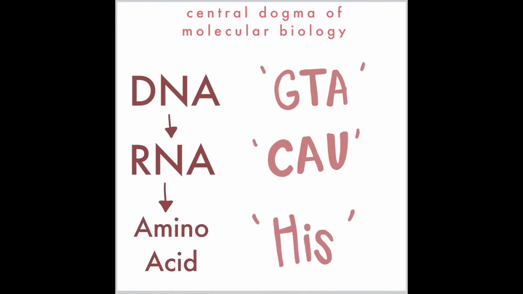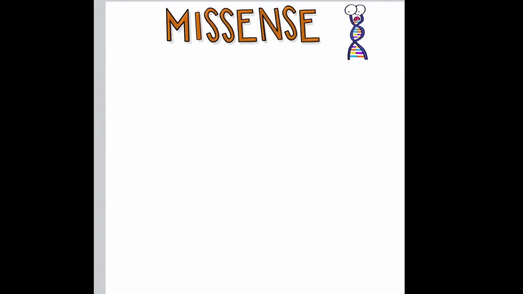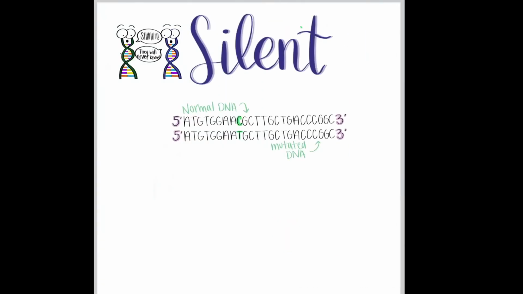Now, mutations can occur at any point of the DNA sequence. And as we see here, if one DNA sequence is mutated, it can transcribe the wrong RNA sequence, which would code for the wrong amino acid. In this video, we will be covering 4 types of gene mutations. These 4 types are Missense, Nonsense, Silent, and Readthrough.